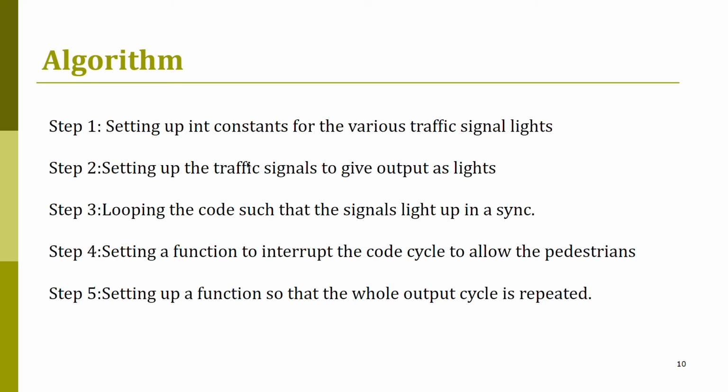Next slide, please. Algorithm. The algorithm that went into making this project was as follows. Step 1, setting up the int constants for the various traffic signal lights. Step 2, setting up the traffic signal to give output as lights. Step 3, looping the code such that the signals light up in sync. Step 4, setting a function to interrupt the code cycle to allow the pedestrians. And step 5, setting up a function so that the whole output cycle is repeated.